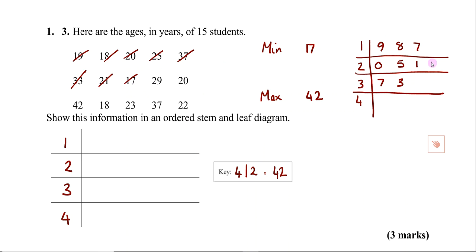17, 29, 20. I'm going to run out of space, but that's all right. 42. 23, 37.